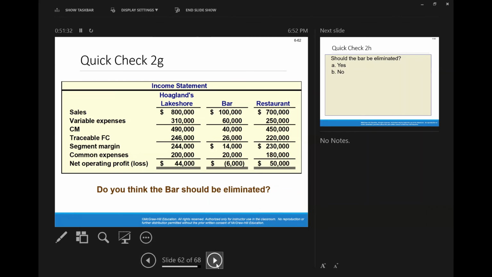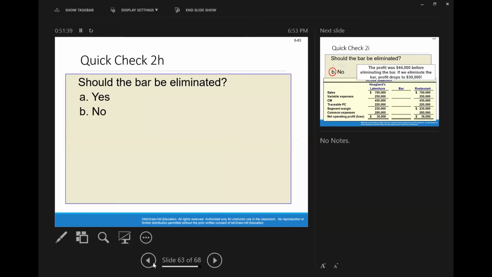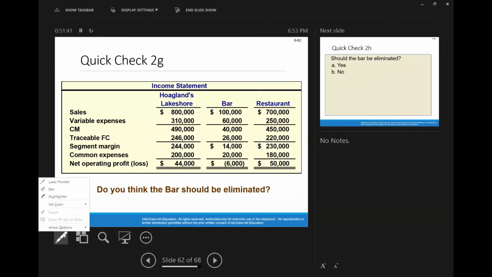So can you figure that out? How much was the bar making before? Well, that was what we were selling. So let's see if we can calculate out what they were saying at 30,000. So we have 14,000 that we were making from the bar. So this is what we're looking at with both, 44,000.